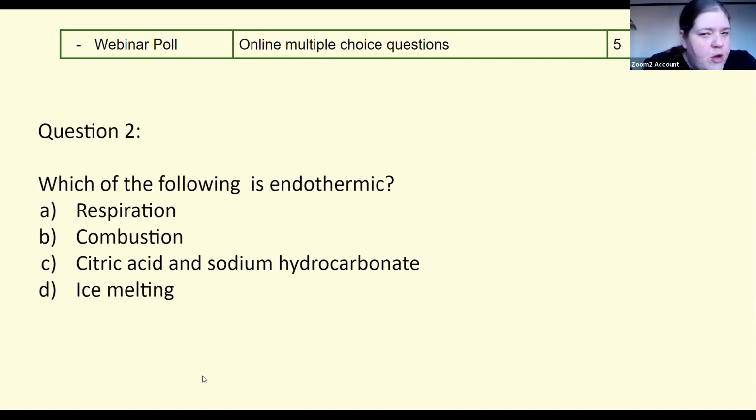And then I threw in ice melting as a bit of a meanie because ice melting isn't a chemical reaction. Ice melting is a change of state. It might get some energy from sunlight or just the temperature of the room, but it is a change of state. There are no chemical bonds being broken or made there. So I was a little bit mean with that question.